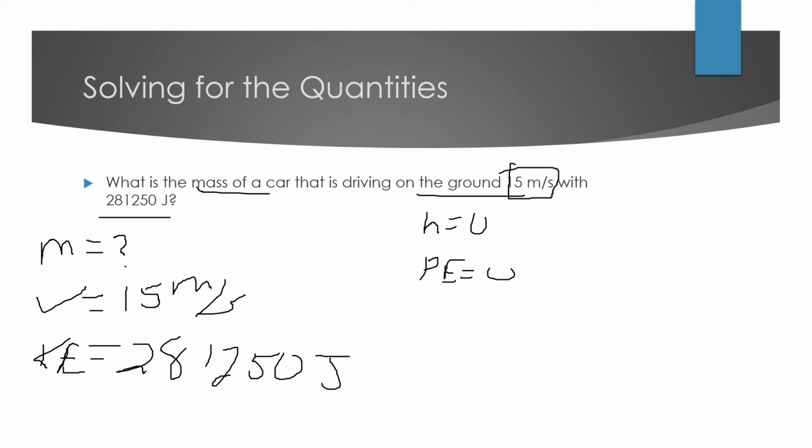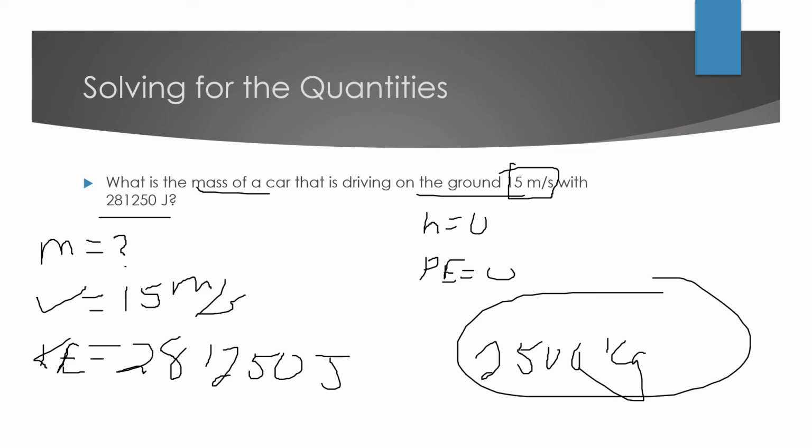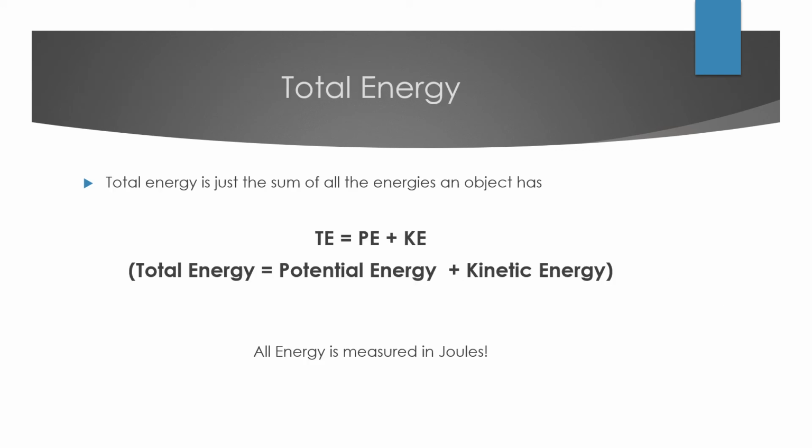In case you want to know, because I know sometimes you get a little weird about how you divide with the variable in the middle, the answer should be 2,500 kg. But for purposes of time, I'm going to keep it moving.